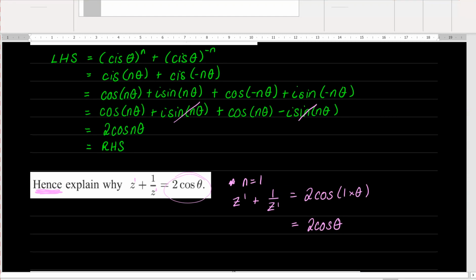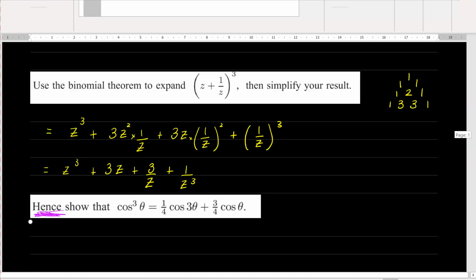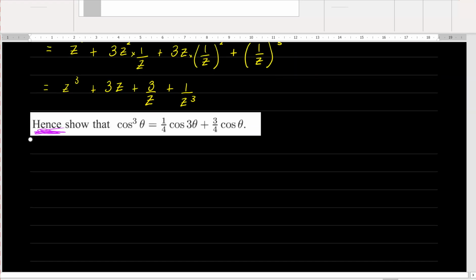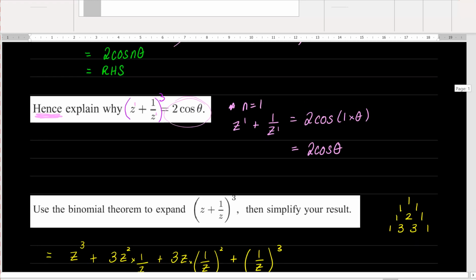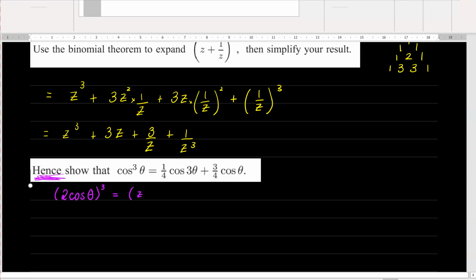So let's try and use this one, because you can see that this cubed relates to this one. So we're going to have a play, and let's start with 2 cos theta cubed, then using this bit up here, we can say that this would be the same as z plus 1 over z cubed.